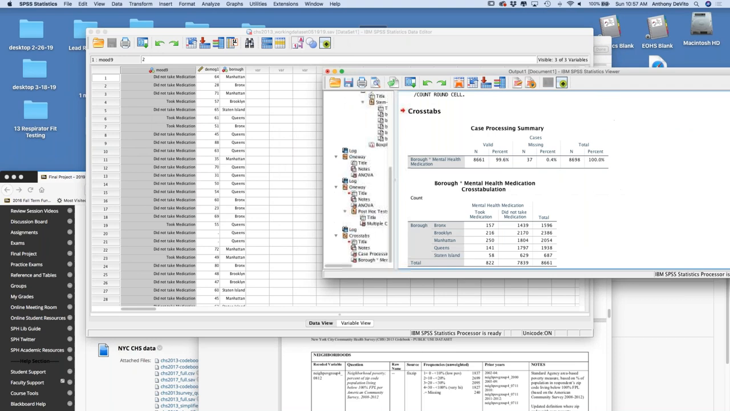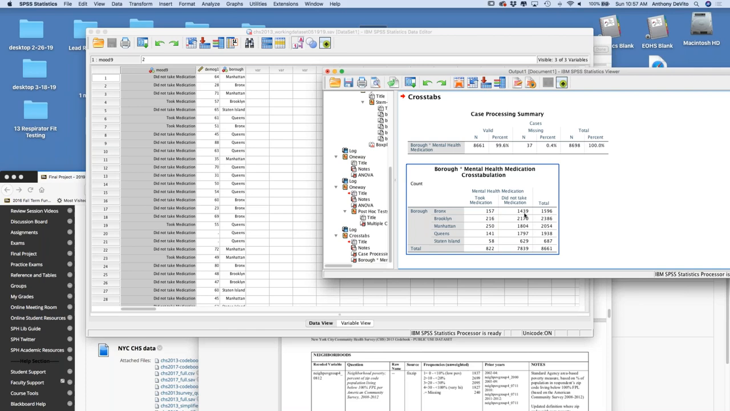And here's the output. The output shows me that in the Bronx, 157 people out of 1,500 took medication. In Brooklyn, 216 out of 2,300. Manhattan, Queens, Staten Island.